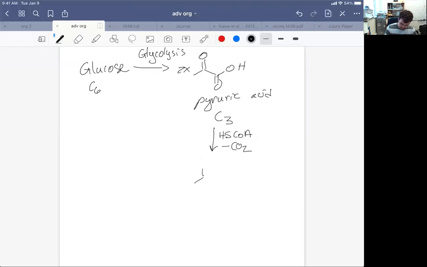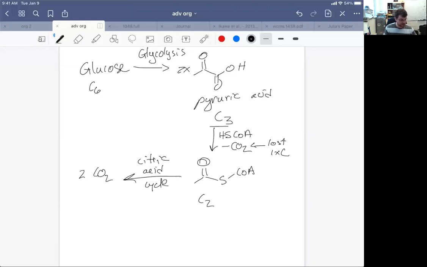So now we're down to acetyl-CoA, and that was covered in the last lecture, plus CO2. And if you look, now we went from C3 down to C2 because we lost one of the carbons as CO2 from the pyruvic acid. And so now what we're going to do is look at the citric acid cycle, the tricarboxylic acid cycle, or the Calvin cycle, however you want to describe it, to convert this into 2 CO2s amongst other things.